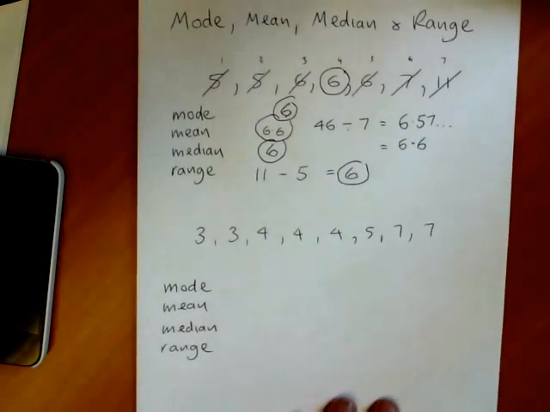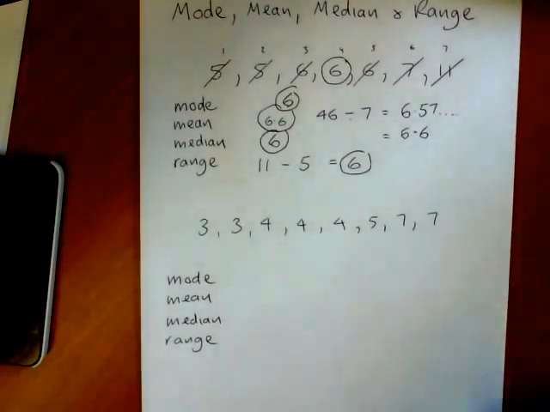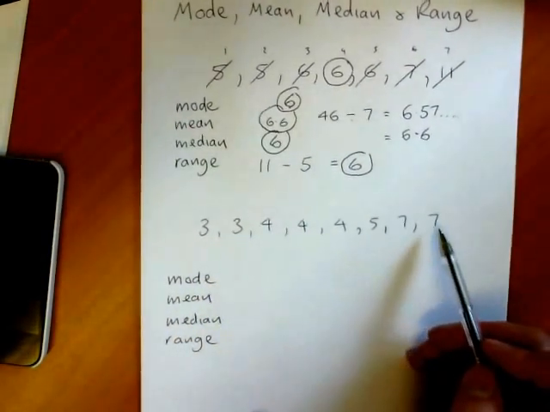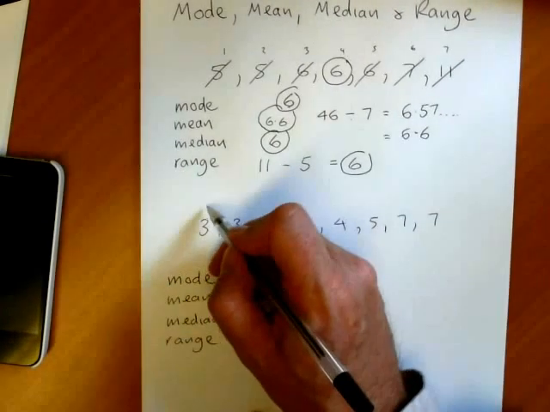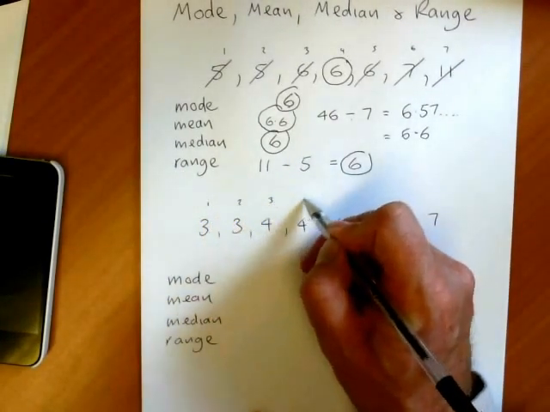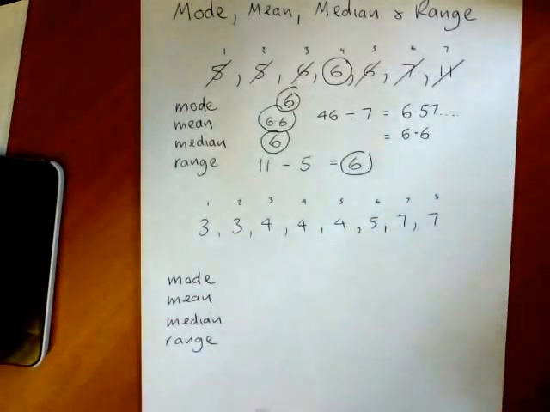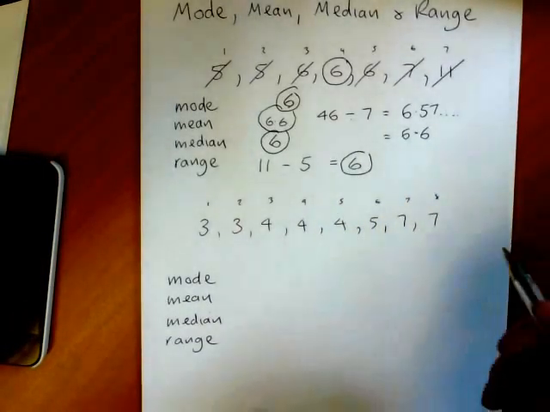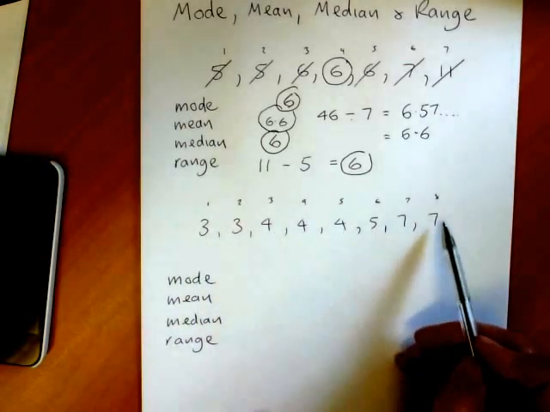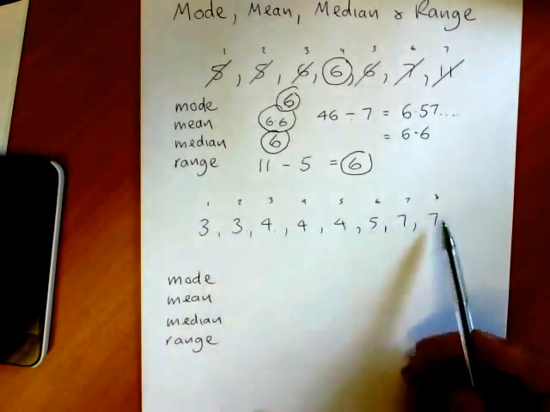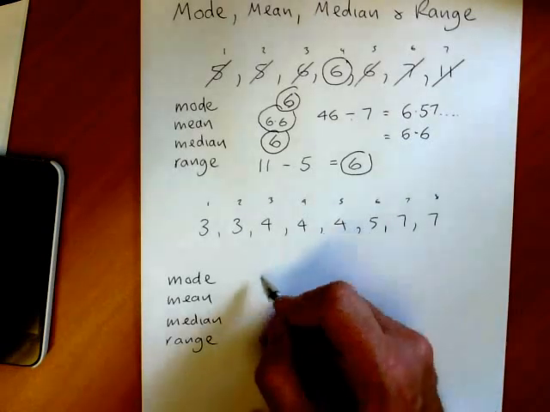So just so you understand this fully, I'm going to do exactly the same with my new data set. Now with my new data set, I've got 1, 2, 3, 4, 5, 6, 7, 8 numbers. 8 numbers altogether. So to start with the mode, I look through to see which comes up the most, and make sure they're in order. The one that comes up the most is 4. So my mode is 4.